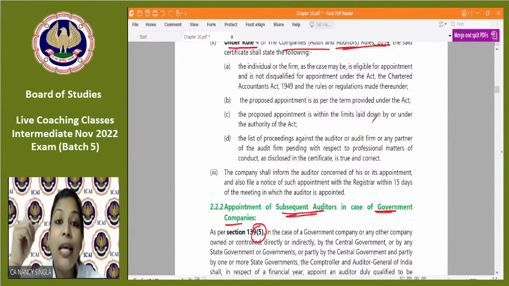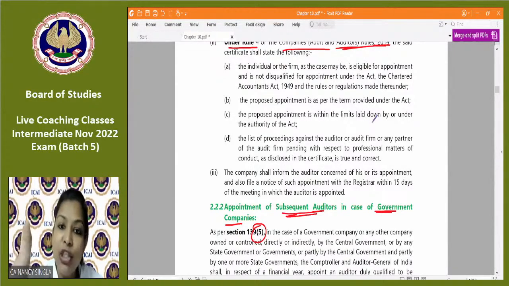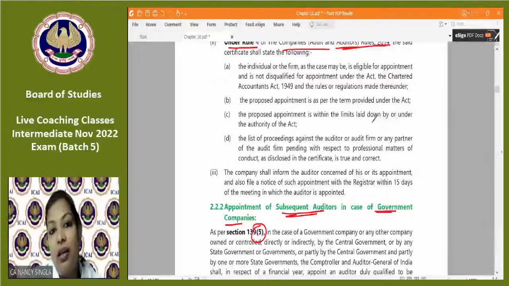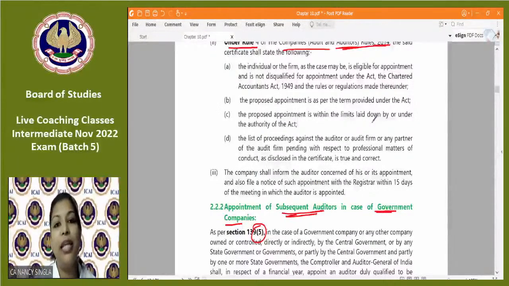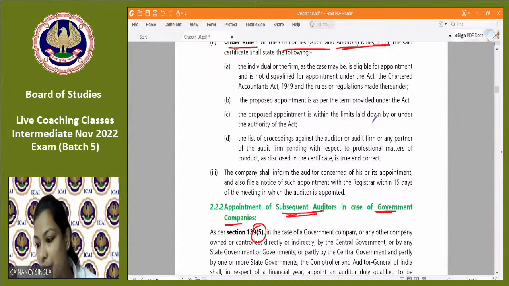Now there is a responsibility on the company also. When the company is appointing a subsequent auditor, company will then inform the auditor that see you have been appointed, है ना, you have been appointed, ठीक है। Further, the company will also file a notice with the registrar within 15 days of the meeting in which auditor is appointed, whereby the company will be informing the ROC about the appointment of such auditor or the audit firm. And how the company will be doing that? In ADT1. The form name is ADT1, whereby the details of the auditor or the audit firm will be mentioned. Is it clear? ठीक है?